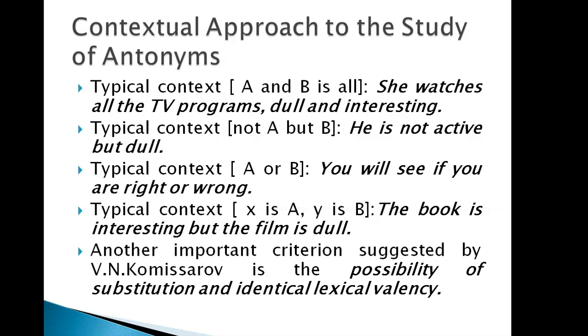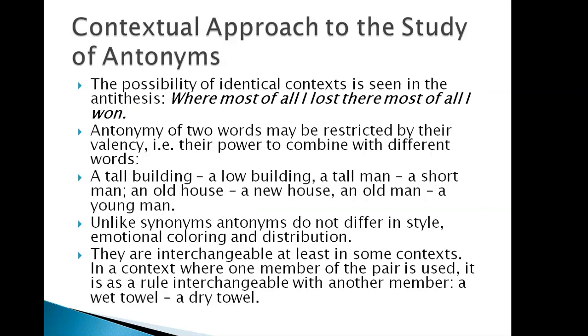Another important criterion suggested by Komissarov is the possibility of substitution and identical lexical valency. The possibility of identical contexts is seen in the antithesis: most of all I lost there, most of all I won. Antonymy of two words may be restricted by their valency, their power to combine with different words: a tall building, a low building, a tall man, a short man, an old house, a new house, an old man, a young man.